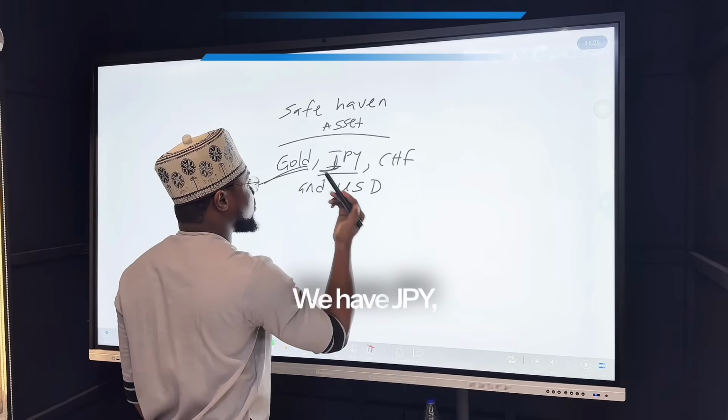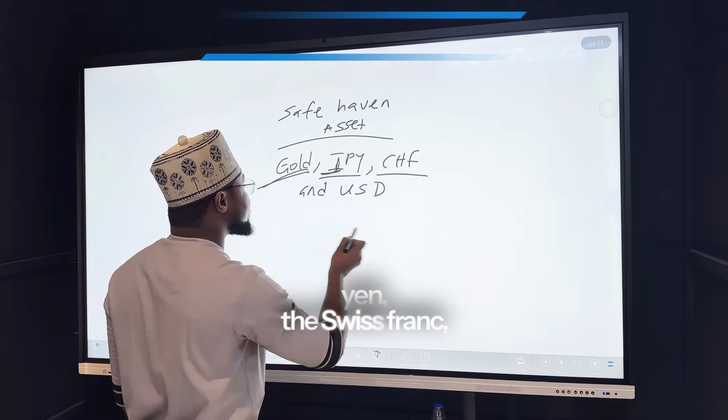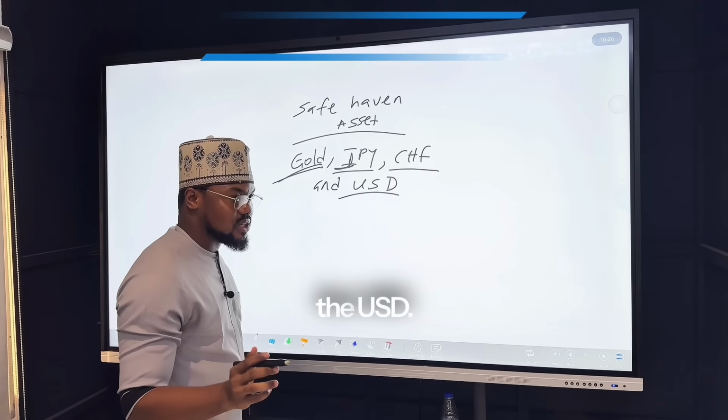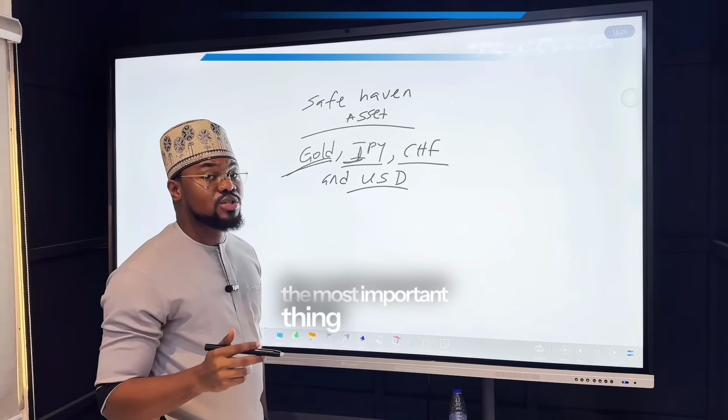Now, you know that gold is a safe haven asset, right? We have JPY, which is the Japanese yen, the Swiss franc, CHF, and the USD. Now, that is one of the most important things you need to understand.